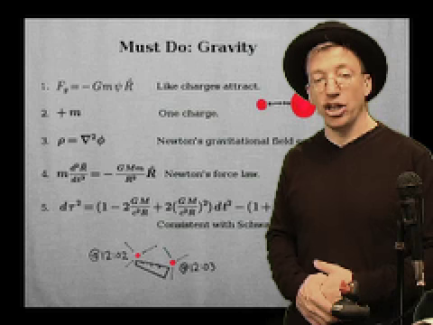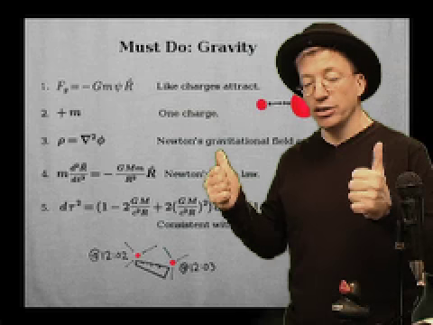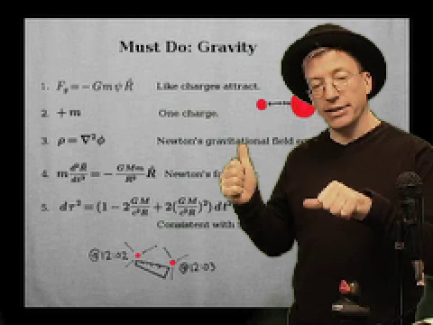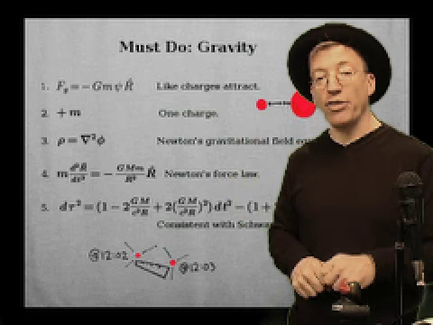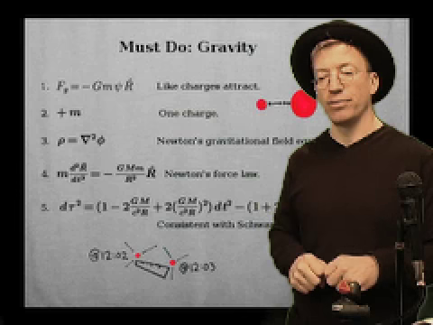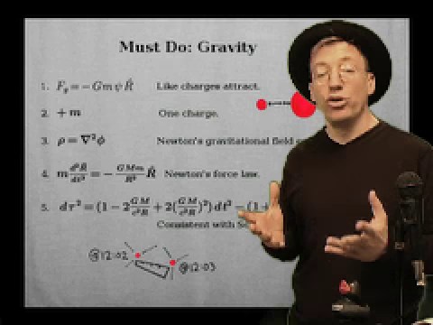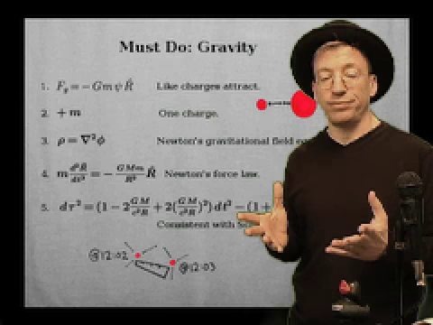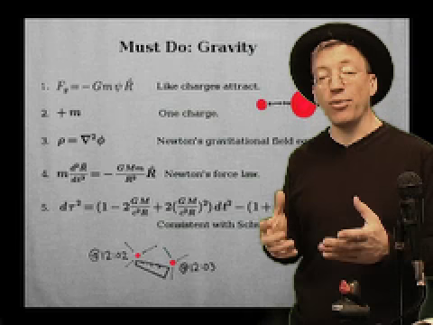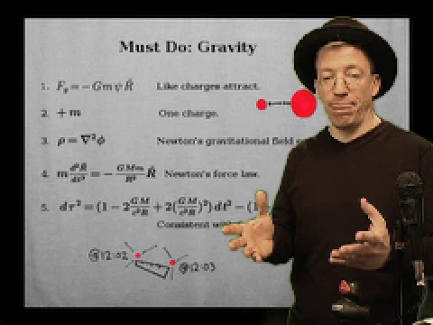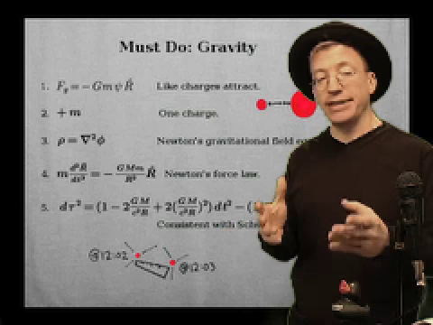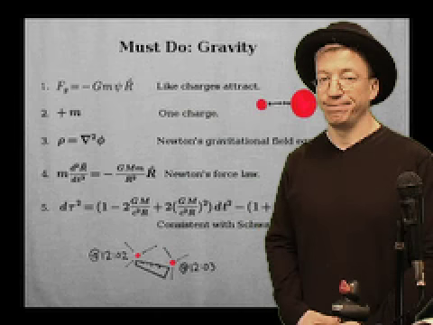This is the sort of stuff we have to do to cover gravity. We first have to show that like charges attract. That you can get with a force equation with a plus sign in there. We must show why there is just one type of charge, that positive mass charge. We must recover Newton's laws of physics. And we must show that our theory generates a dynamic metric, because all modern theories have to do that to be consistent with experimental tests.